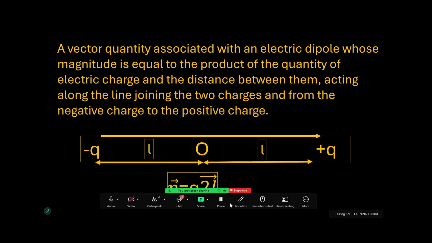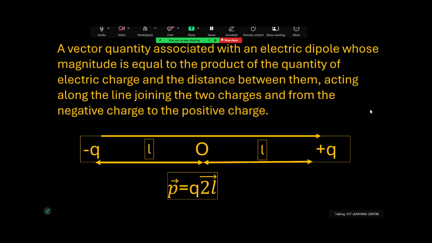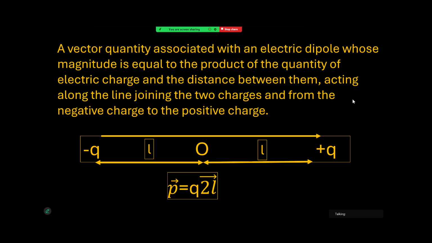Now we look at another thing that is called the electrical dipole moment. A vector quantity associated with the electrical dipole, whose magnitude is equal to the product of the quantity of electrical charge and the distance between the charges, and acting along the line joining the two charges from the negative to the positive charge, is called the electric dipole moment.